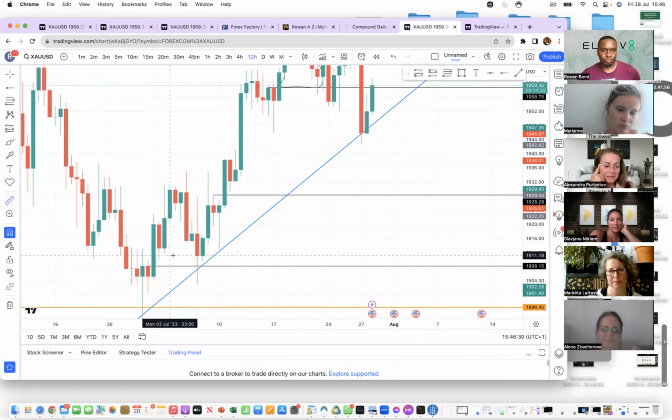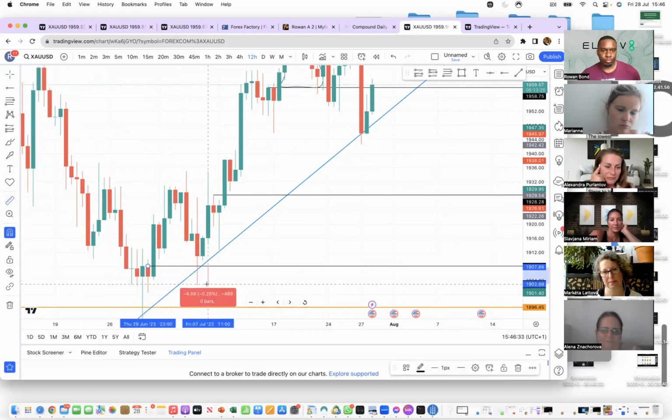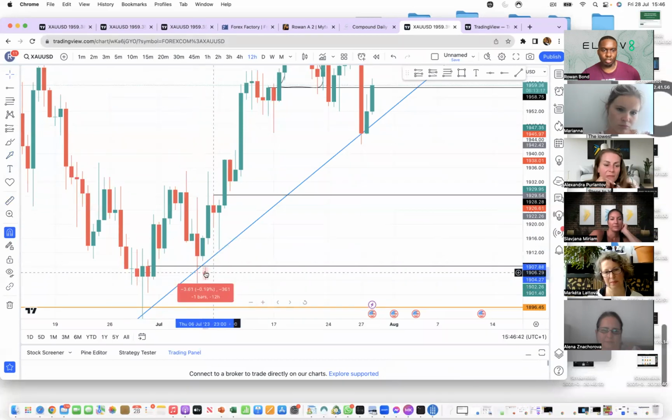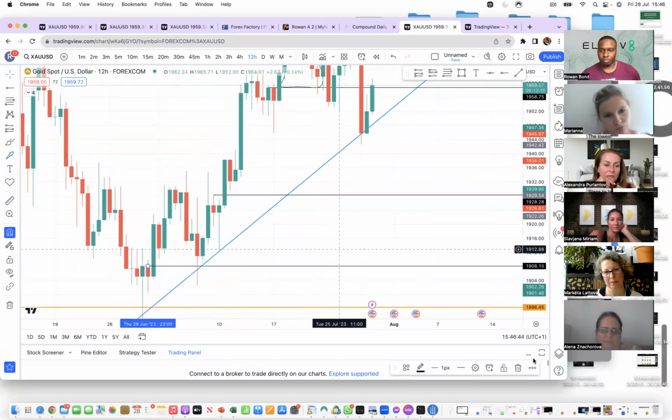So you'd have risked around 40 pips. So this is actually not a trade I would have taken. I probably wouldn't have stayed in this trade. So let me find a different example.